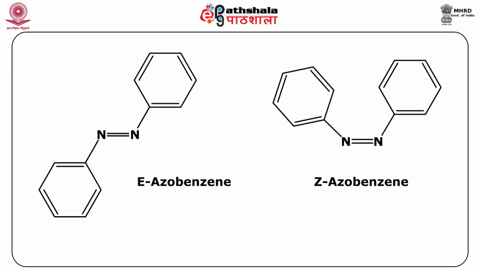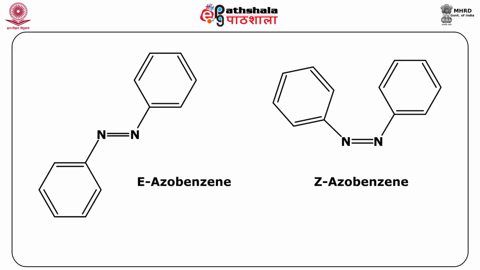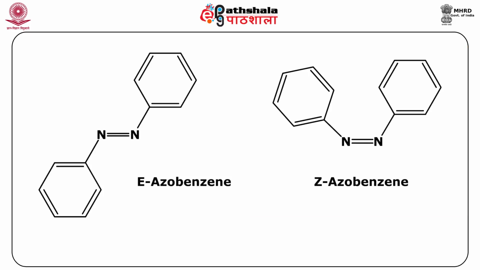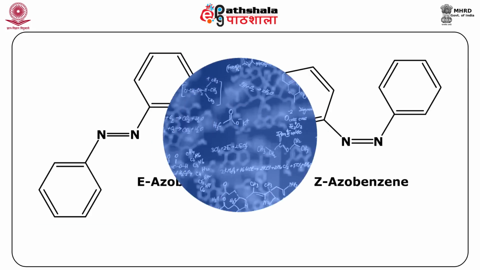For example, if you look at these two cases of azobenzene, this particular structure is E-azobenzene. You can see the two phenyl groups are anti to each other, and this one is Z-azobenzene, and these two phenyl groups are on the same side, and that is why this is Z-azobenzene. And out of these two, obviously you can guess the E will be more stable because of the steric hindrance.